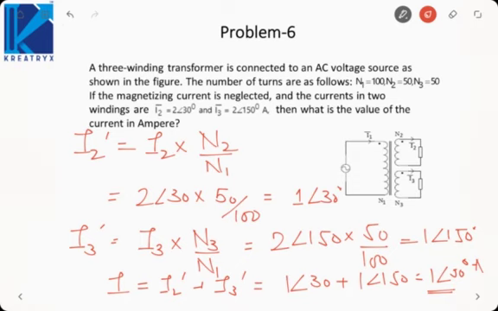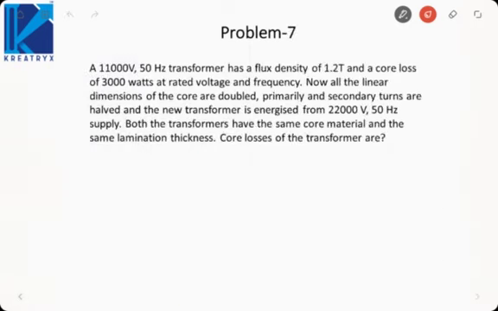Okay. So this will be the current flowing in the primary winding due to the secondary and the tertiary winding, or due to the two secondary windings of the transformer. Moving on to our next problem, it is given an 11,000 volt 50 Hz transformer has a flux density 1.2 Tesla and core loss of 3000 watts at rated voltage and frequency. Now linear dimensions of the core are doubled, primary and secondary turns are halved. The new transformer is energized from a 22,000 volt 50 Hz supply. So if you see, frequency is constant. One observation I can make.